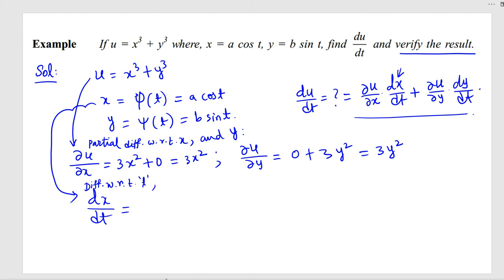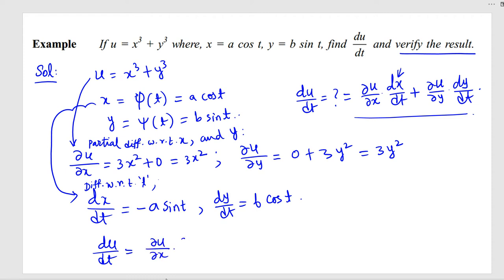This is an ordinary derivative. So here you will get minus a sine of t. Similarly, we will get dy/dt from here, so b cosine of t. Now if you substitute these values, so du/dt is del u/del x times dx/dt plus del u/del y times dy/dt.